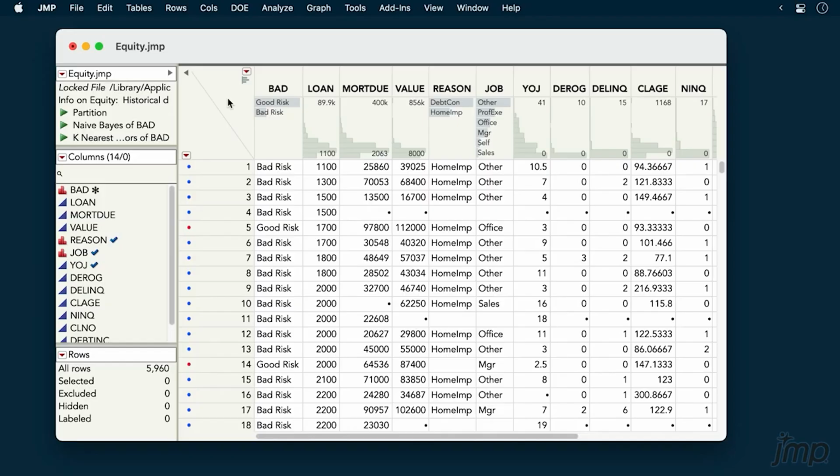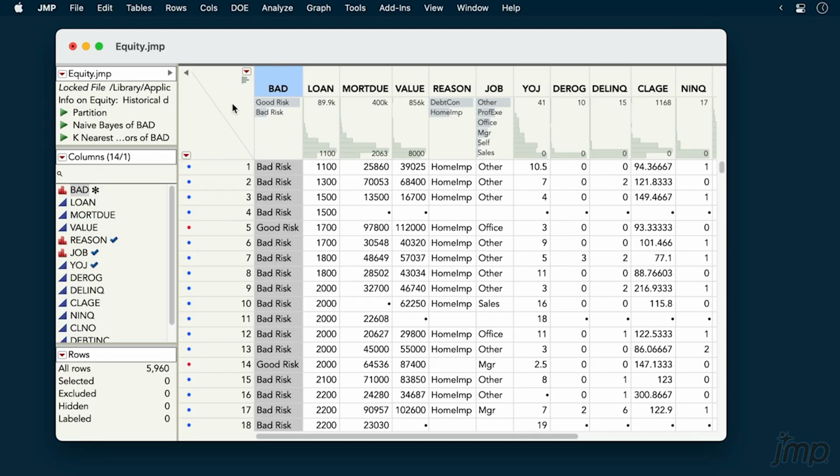This JMP demonstration will show how to build k-nearest neighbors models in JMP Pro. We're using the equity data from the sample data library. We'll use the k-nearest neighbors algorithm to predict the outcome bad, which indicates whether a borrower turned out to be a good or bad credit risk.